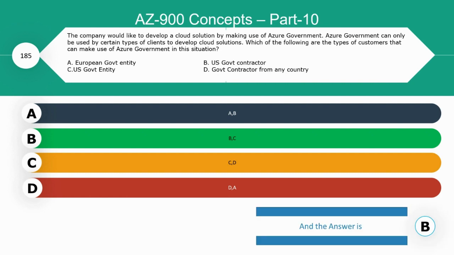The reason for selecting option B is Azure Government or Azure US Government is a mission critical cloud environment delivering innovation related projects to US government customers and their partners. Only US federal, state, local and tribal governments and their partners have access to a dedicated instance of Azure Government. All the operations will be controlled as well as screened by the US government. So the right answer for this question is option B, that is B and C. Only the US government contractors and US government entity can have access to this Azure Government environment.